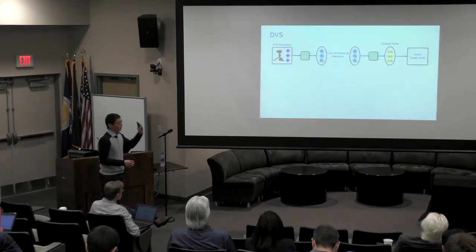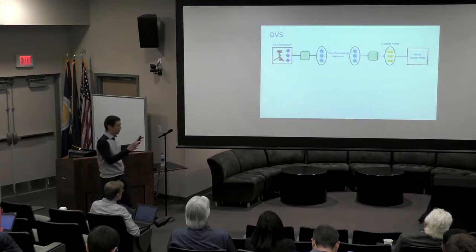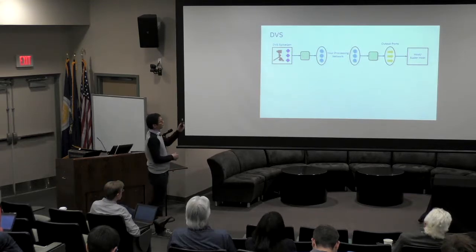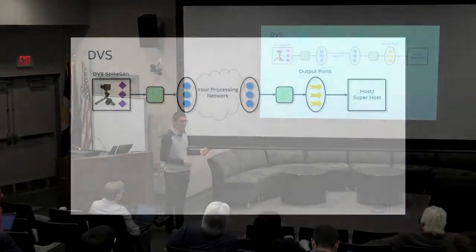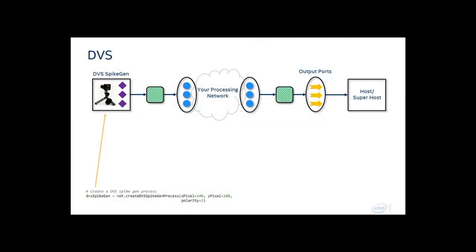Back to this figure. We started with DVS, so let's end with DVS. I showed this figure earlier, so now we know what the spike gen should look like. It looks like what you would expect. We create a spike gen process, but this is a DVS spike gen process, since it is a little bit different, but usage-wise, it's the same. So we created a DVS spike gen process.